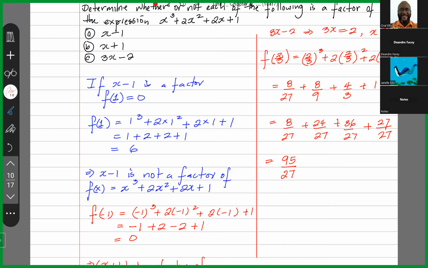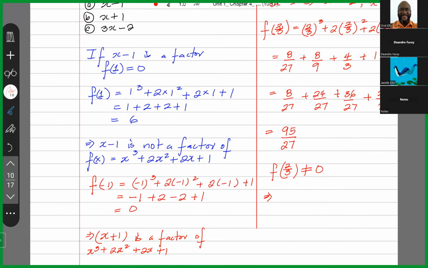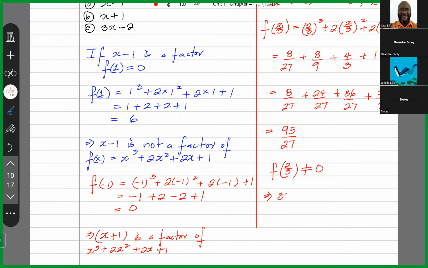So since f of 2/3 is not equal to 0, therefore 3x minus 2 is not a factor of x cubed plus 2x squared plus 2x plus 1.